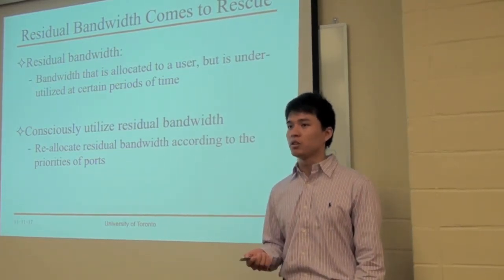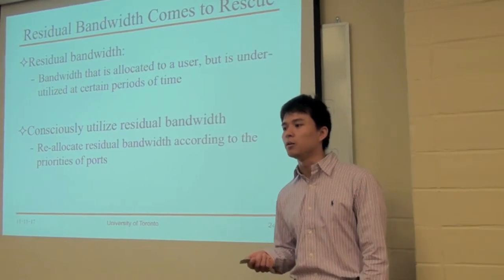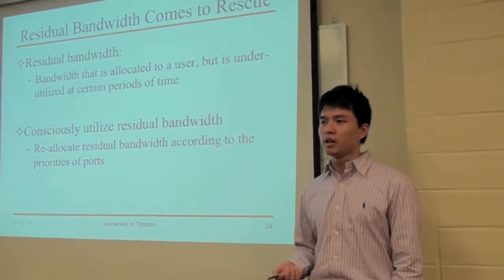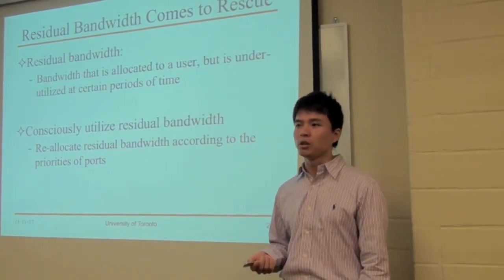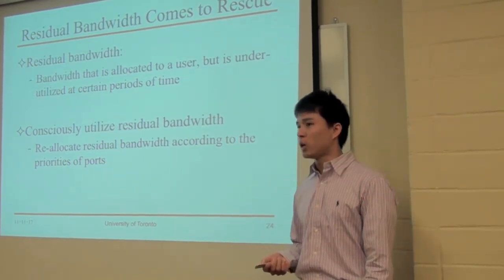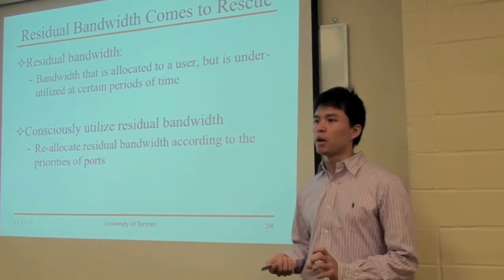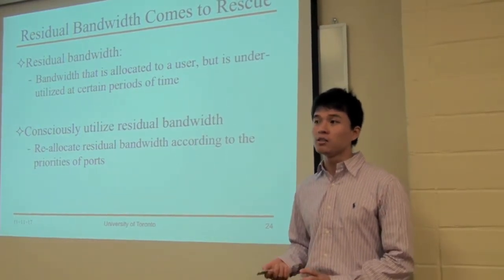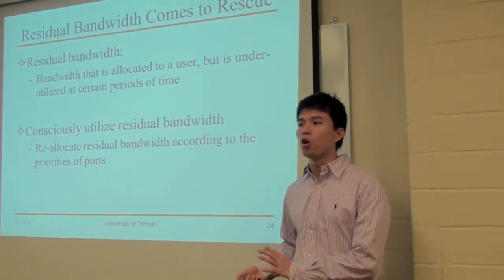The Restive bandwidth is the bandwidth allocated to a user based on use at certain periods of time. By identifying the Restive bandwidth at runtime, we hope to allocate the Restive bandwidth according to the priority, instead of sharing it among all the users.